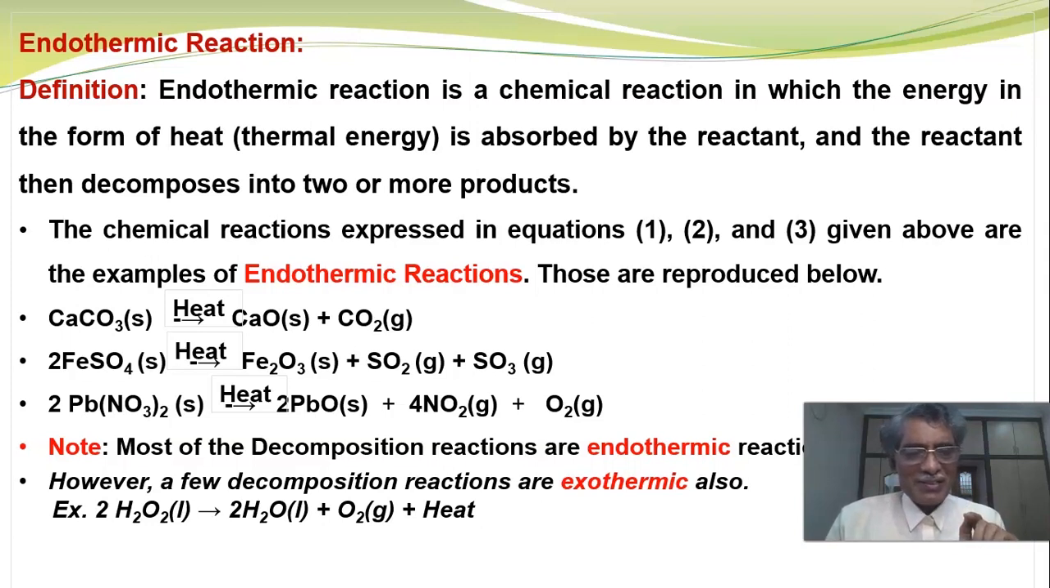Endothermic reaction is a chemical reaction in which energy in the form of heat, that is thermal energy, is absorbed by the reactant, and then the reactant decomposes into two or more products. The chemical reactions expressed in equations 1, 2, and 3 given above are examples of endothermic reactions. That means heat is absorbed by the reactants and they decompose into products. Again, they are reproduced below.